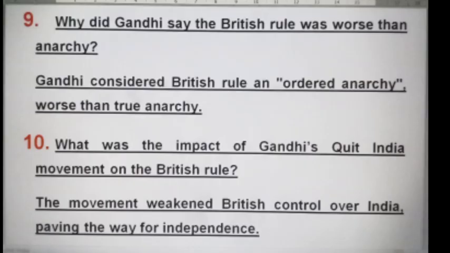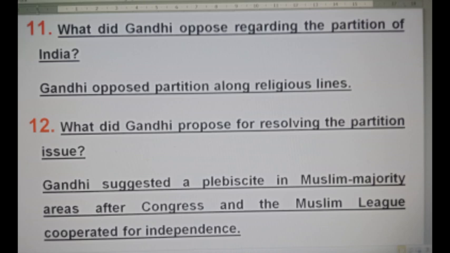Why did Gandhi say the British rule was worse than anarchy? Gandhi considered British rule and ordered anarchy worse than true anarchy. What was the impact of Gandhi's Quit India movement on the British rule? The movement weakened British control over India, paving the way for independence.